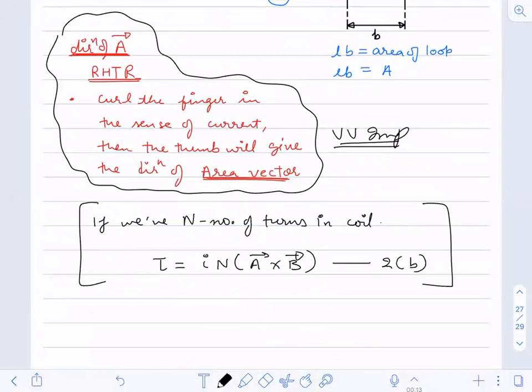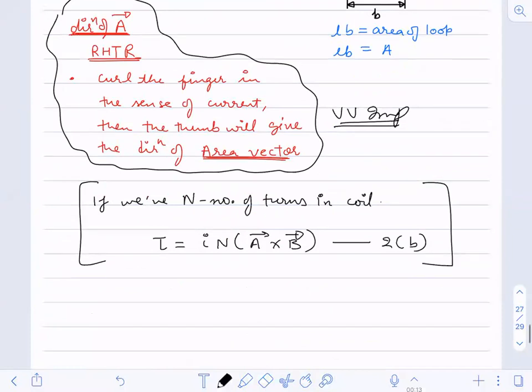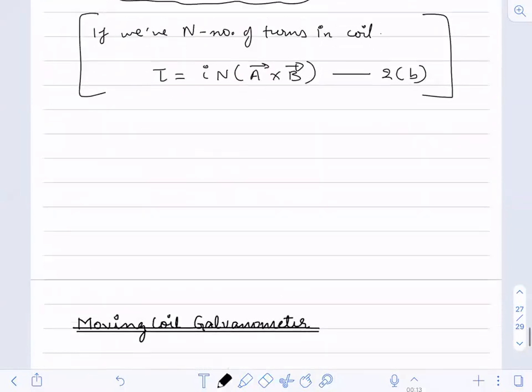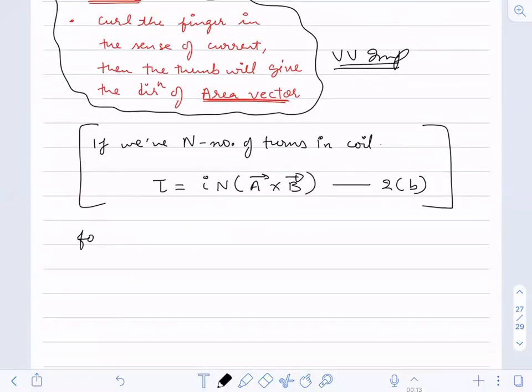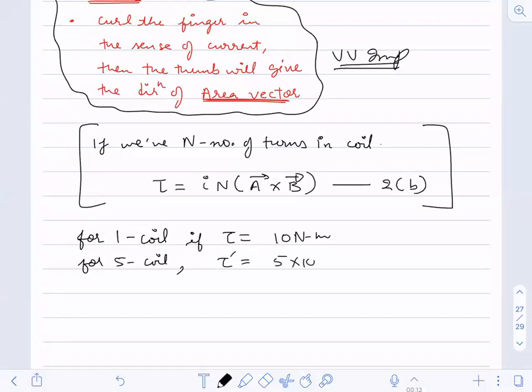For n turns it is there. So if for one coil, if torque is 10 Newton meter, so for 5 coils, torque will become how much? 5 into 10. Okay, so it becomes 50 now.